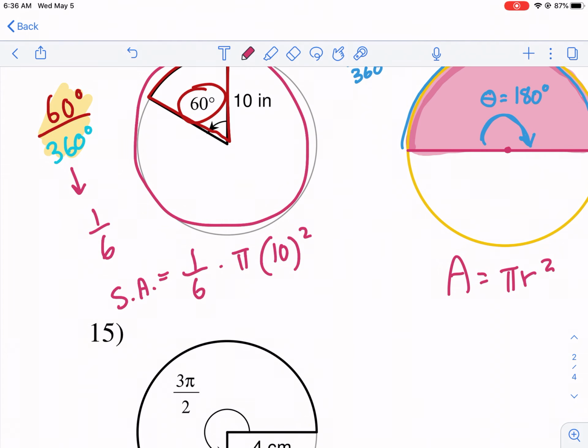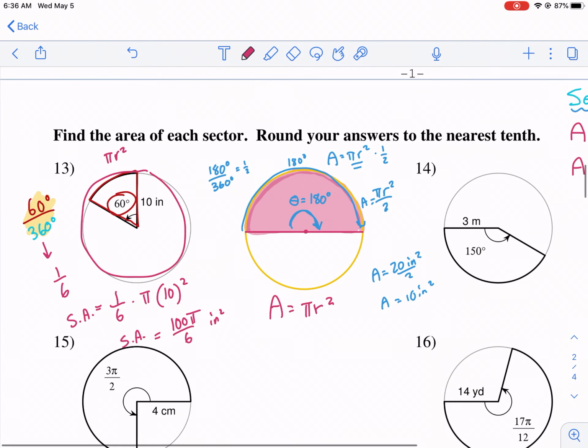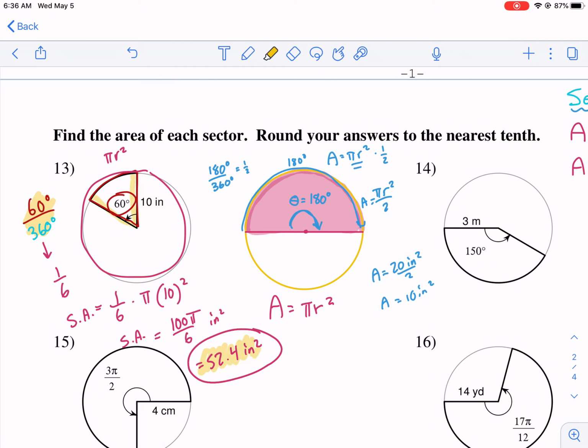Make sure to always do the squaring first. We have 100 pi over 6, and honestly, I would leave it like this. And then we'll just make sure to include the units, inches squared. I think it wants nearest tenth, so actually I'm going to pull out my calculator. So I'm going to do 100 times pi, and then divide that by 6. I just typed that right into my calculator, and I get, nearest tenth, 52.4 inches squared. And that's going to be my little itty-bitty sector pizza area right here.